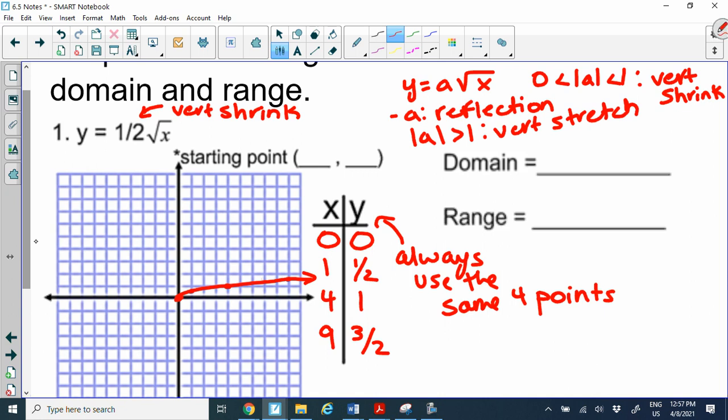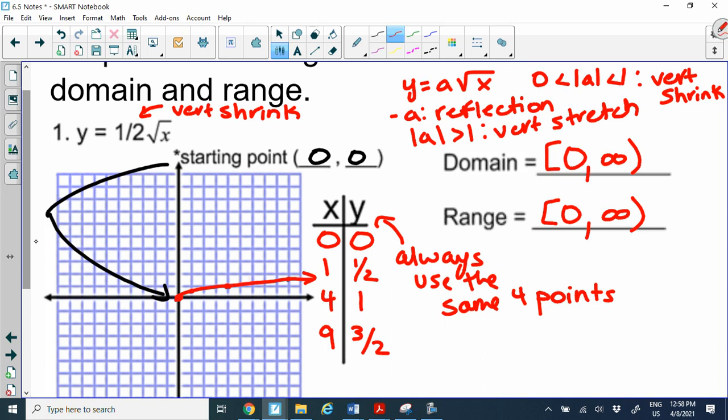Now let's talk about the domain and range. Domain and range are going to deal with your starting point. So notice that our starting point is at 0, 0. Looking at the x's, I can see that I start at 0. We do have a bracket because it is included, and our graph is going to the right, so that means we are using positive numbers. Then for our y value, notice once again that we are starting at 0, and because our graph is facing up, that means we go to positive infinity.